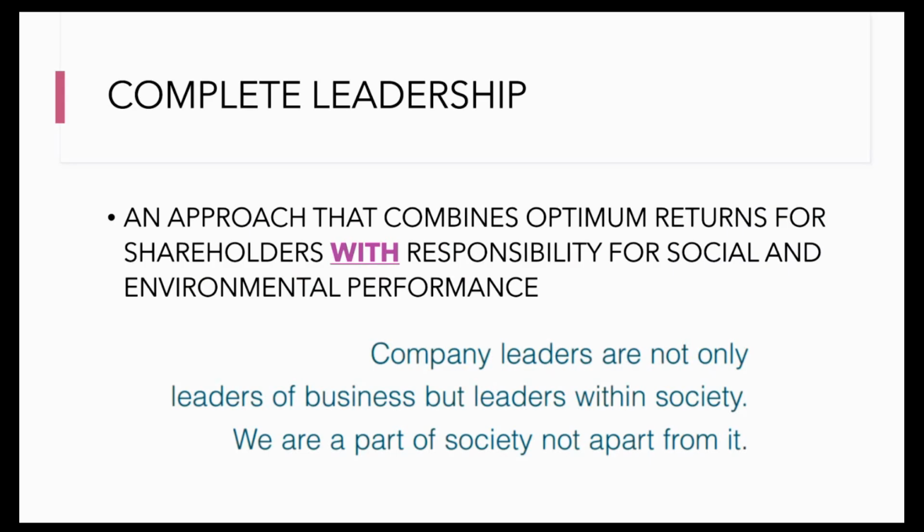So you're talking about shareholders as one of the stakeholders. And so therefore you're combining profitability with society and environmental responsibility. And that makes a complete leader.